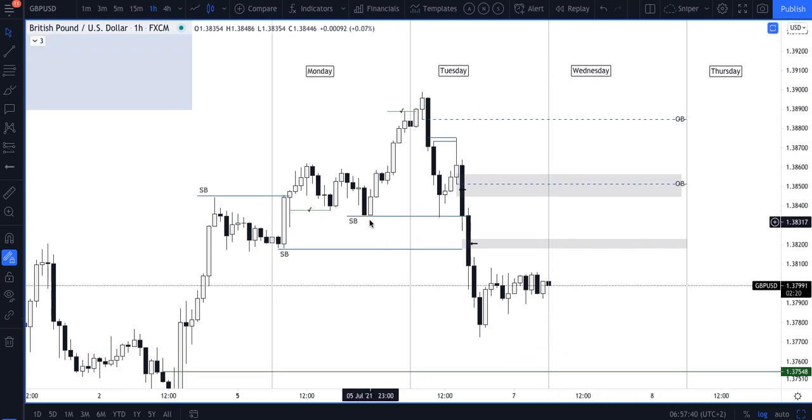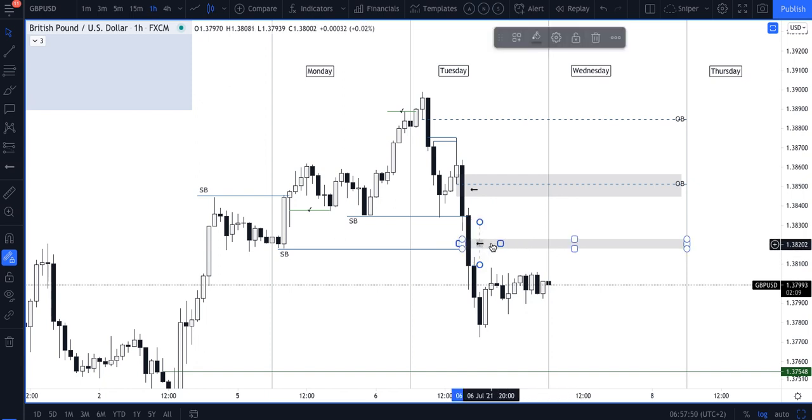So today we broke all of these structure points. We created more imbalance. This is on lower time frame. I'll jump down to it now. But we have imbalance in this area. We have in here as well. And then we have this order block up here as well.